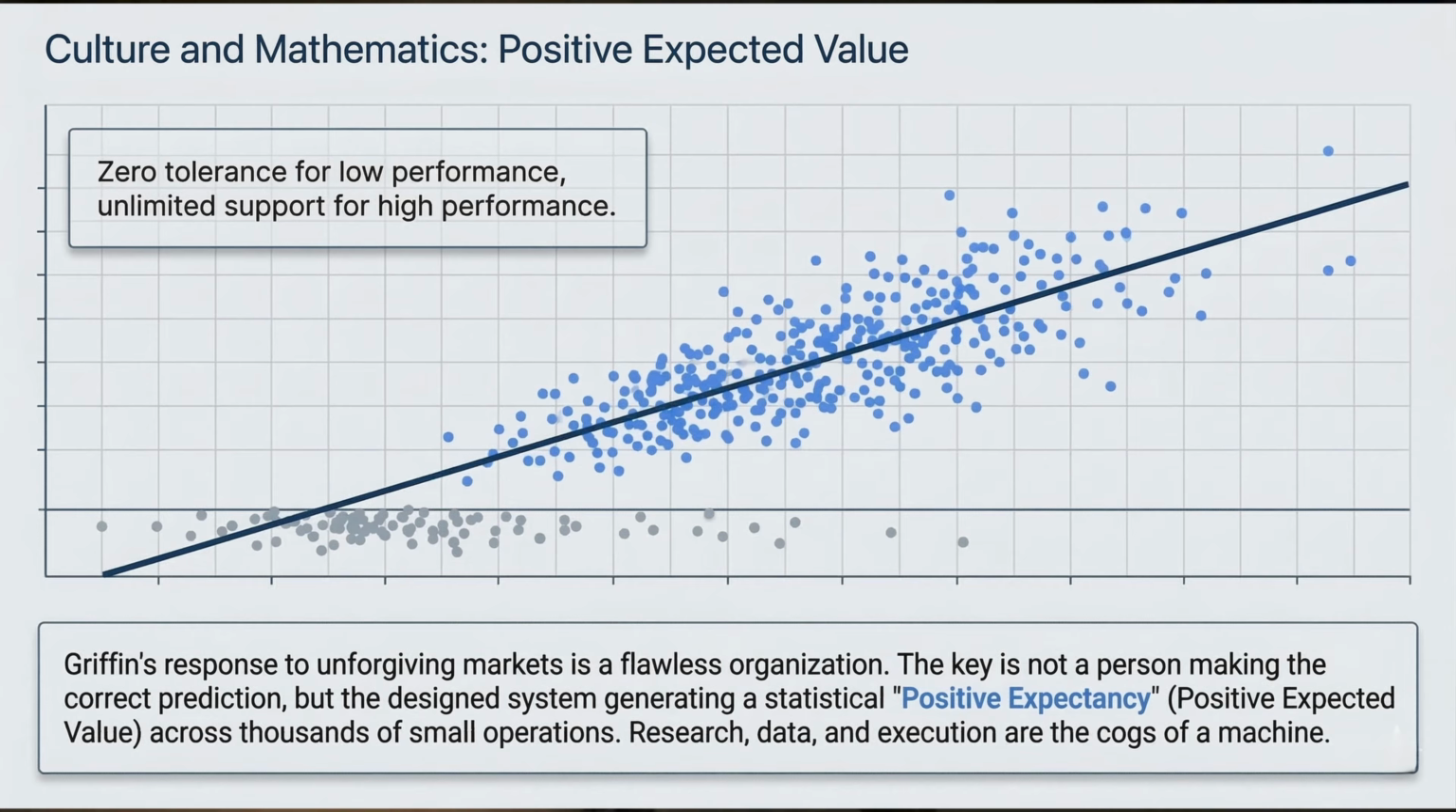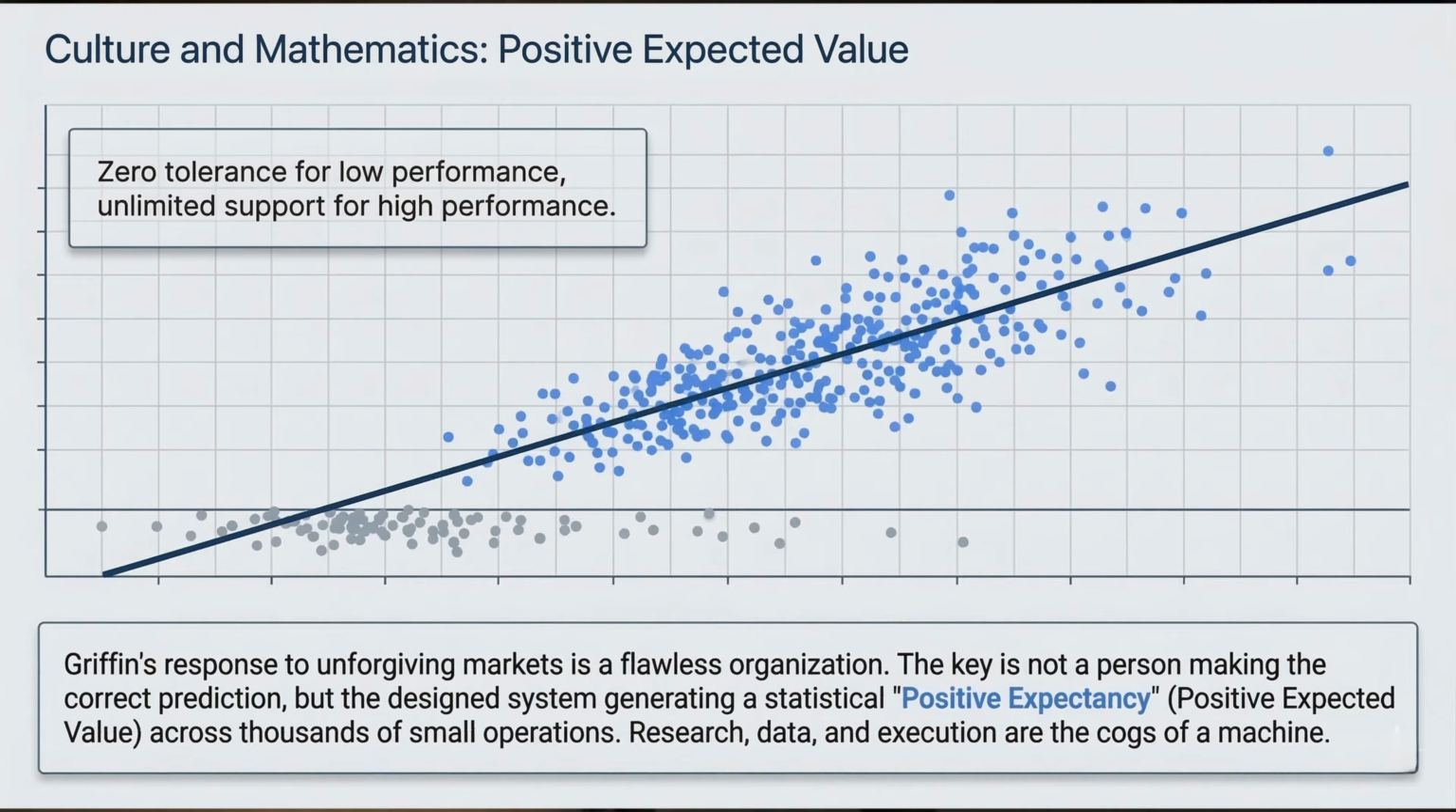This harsh culture is actually a reflection of the nature of the financial markets themselves. Griffin knows that the markets are ruthless, and he believes that this ruthlessness can only be countered with a perfect organization. This is exactly what makes Citadel look more like a technology company than a hedge fund. Research, data, trading, and risk teams working in flawless harmony like the gears of a machine.